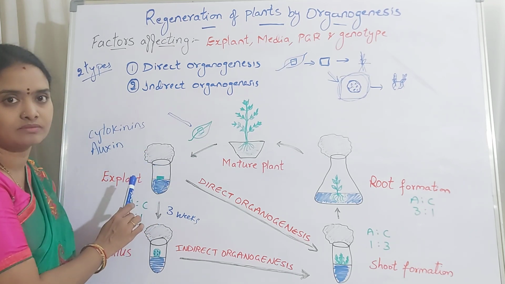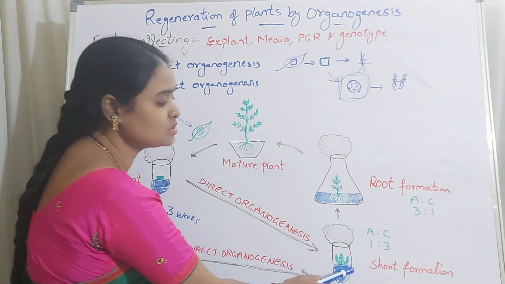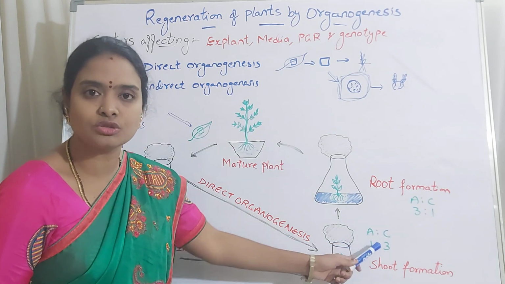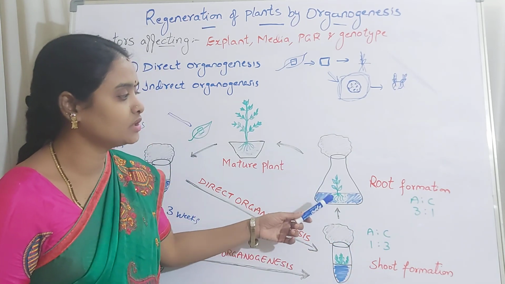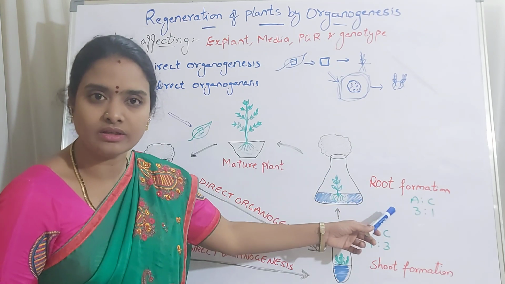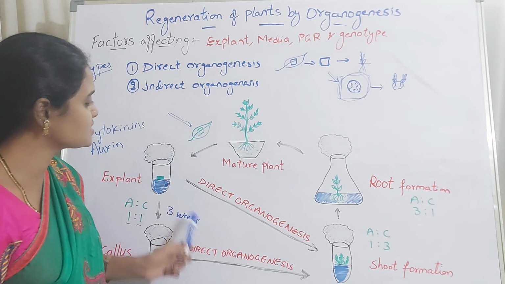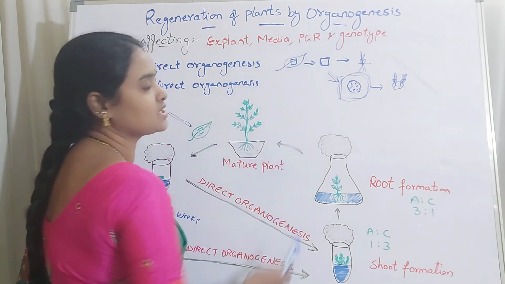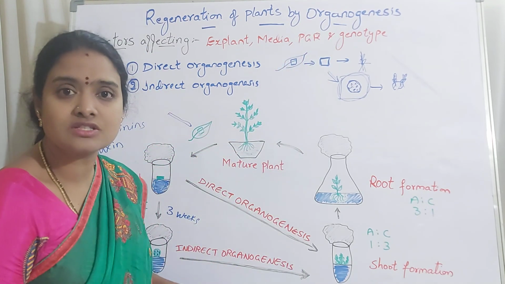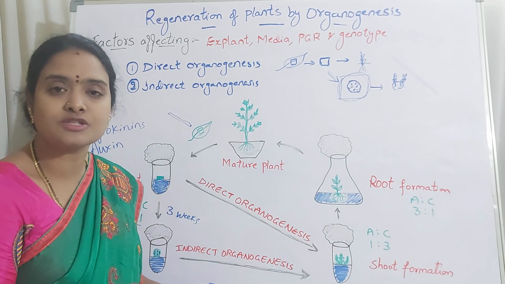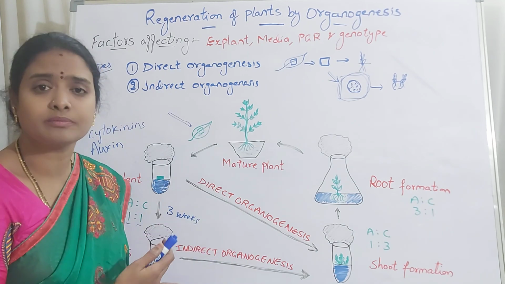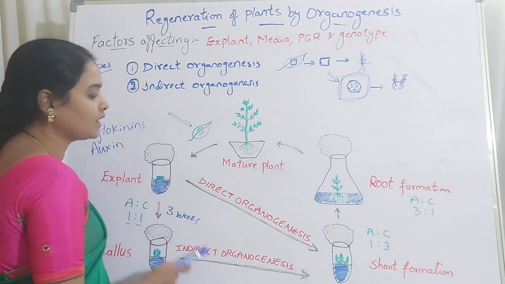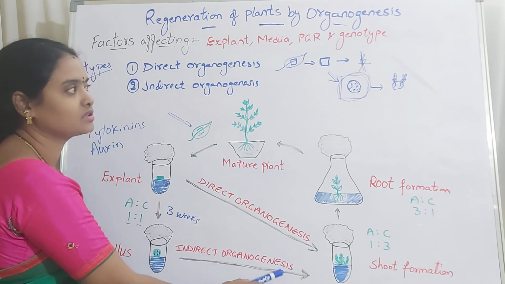There is no callus. From this, the shoots are formed in the shooting media, where the media consists of auxin to cytokinin 1:3. Then they are transferred to the rooting media, auxin to cytokinin 3:1, right? Then you get the plantlet. Everything is the same. The only difference is that in both cases the complete organs are formed. What do we mean by organogenesis? Organogenesis is defined as the formation of organs, that is plant organs, the root system and the shoot system. So the complete plantlet is produced either by direct organogenesis or by indirect organogenesis.